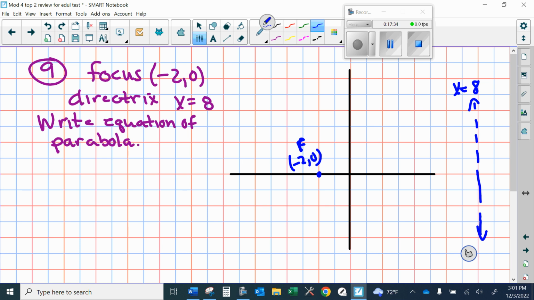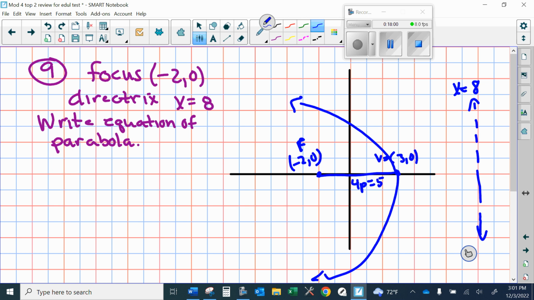The vertex we know is the midpoint between those. So how far is it from negative 2 to 8? 10. Half of 10 is 5: 1, 2, 3, 4, 5. So the vertex is 3, 0. Again, 4p equals 5, just like our last one. Now, we know it has to be opening left, and it's x equals y squared.